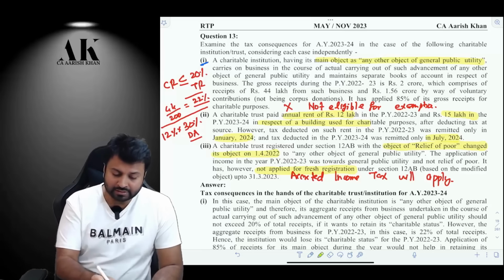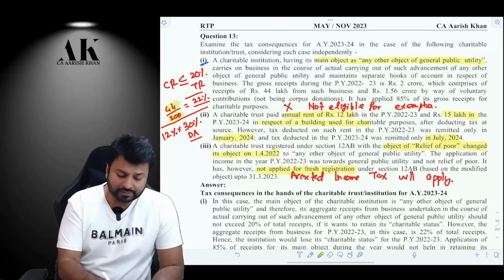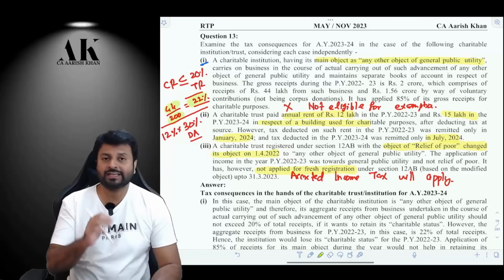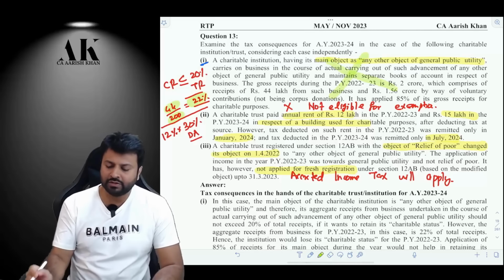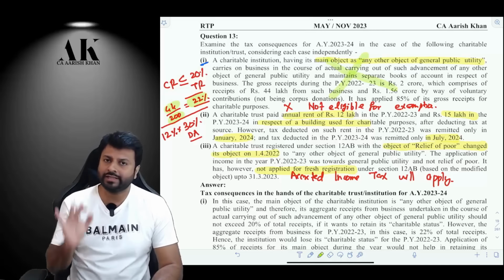Now, this trust commercial receipt is how much? 44 lakhs. The total receipt is how much? 200 lakhs. Therefore, the commercial receipt is exceeding 20% of total receipt. Therefore, the trust will lose its exemption for the current year. It is not going to get the exemption in the current year.